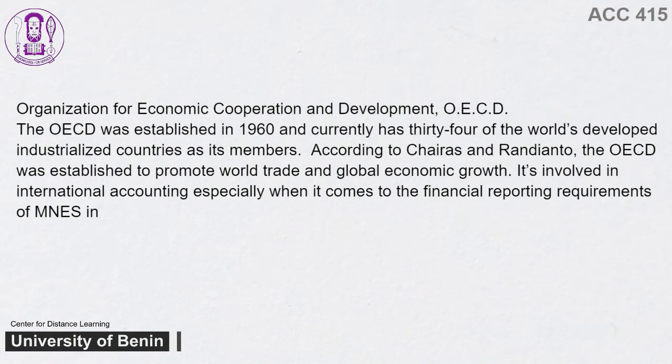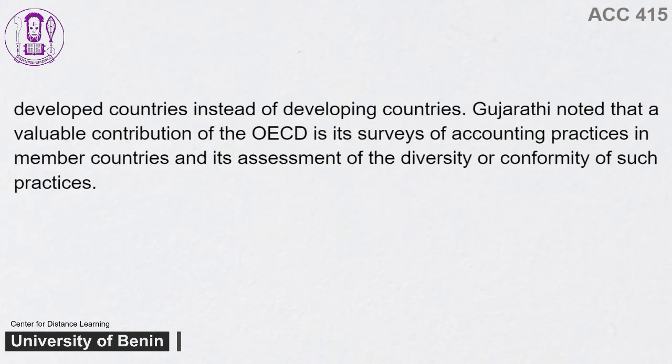Organization for Economic Cooperation and Development, OECD. The OECD was established in 1960 and currently has 34 of the world's developed industrialized countries as its members. According to Chairs and Randianto, the OECD was established to promote world trade and global economic growth. It's involved in international accounting, especially when it comes to the financial reporting requirements of MNCs in developed countries instead of developing countries. Gujarati noted that a valuable contribution of the OECD is its surveys of accounting practices in member countries and its assessment of the diversity or conformity of such practices.